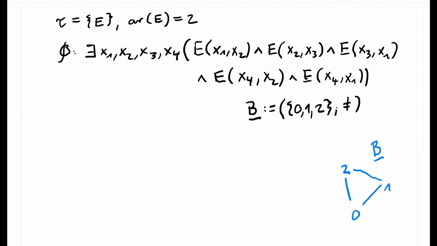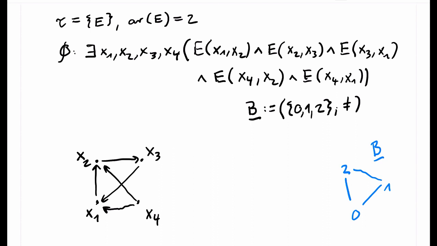Here is something important. We can not only view the tau structure B as a digraph, we can also view phi as a digraph. The vertices of this digraph, let's call it A, are the variables of phi. The edges of A come from the conjuncts of phi. In order to evaluate phi on B, we have to find values for the variables so that all the conjuncts are satisfied.